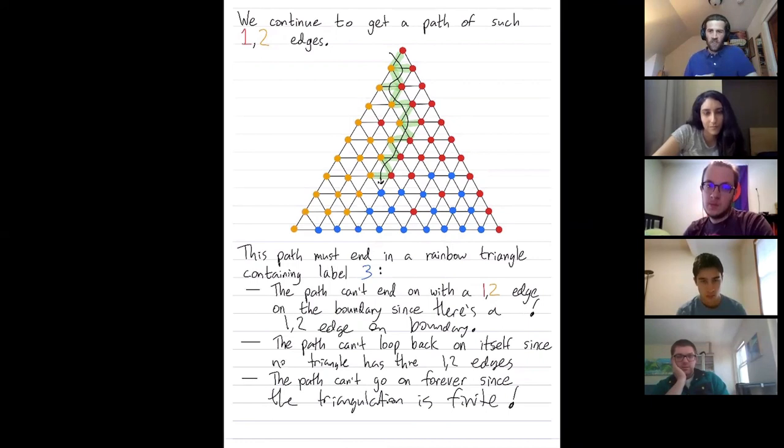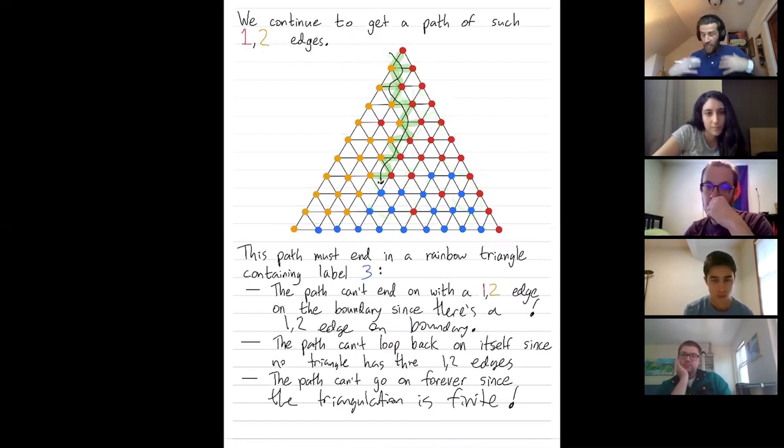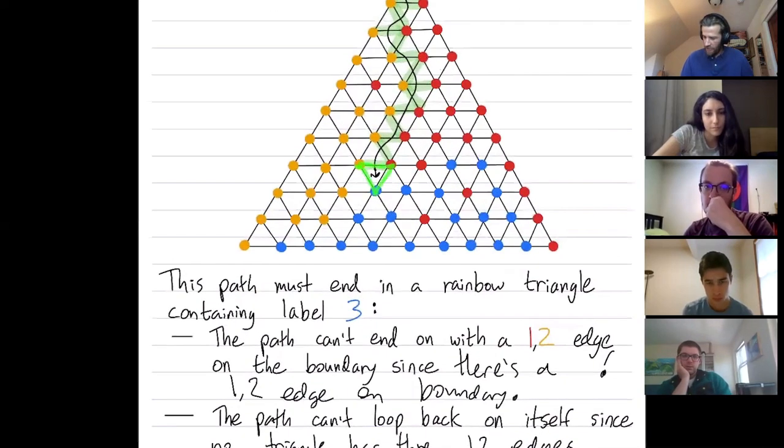So it turns out those are the only other ways that you could avoid having a rainbow colored triangle, right? A rainbow colored triangle stops this path. But the only other ways this path could stop are if it hit the boundary, but it can't, as we argued in the first bullet. If it loops back on itself, it can't, as we argued in the second bullet, or if it went on forever. But it's a finite triangulation, so you can't go on forever without looping back on yourself. So therefore, this path ends at a triangle that has third vertex labeled 3, and that's our rainbow colored triangle.